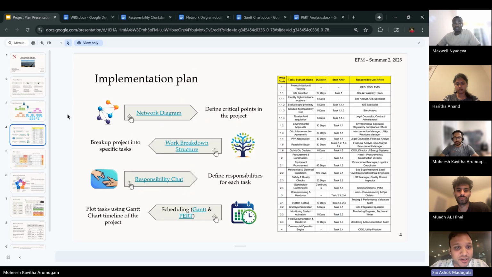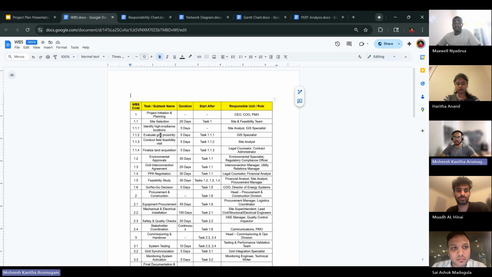So the next is the implementation phase. The implementation plan is broadly classified into four types: a network diagram, work breakdown structure, responsibility chart, and scheduling. The scheduling is split into two things, the Gantt chart and the PERT chart. First, the WBS, which is the work breakdown structure. This document provides a hierarchical decomposition of the entire project. It organizes all the work into different tasks, and how long each task takes.